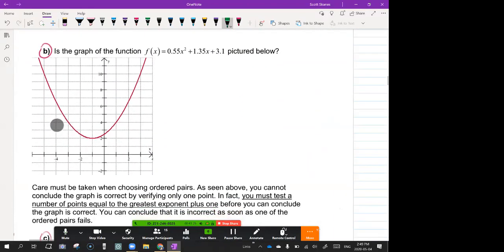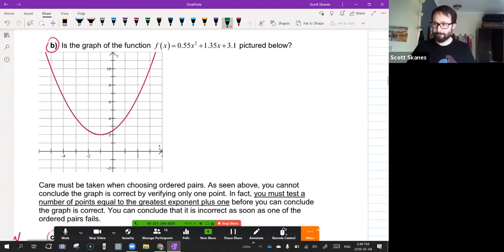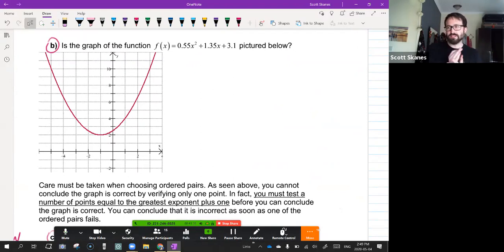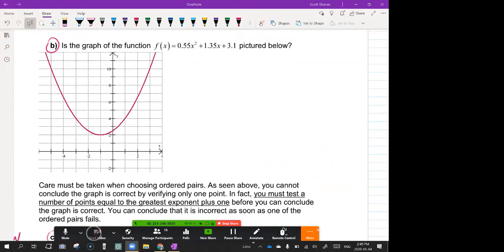Good. Show me. Try B. Choose any 3 nice points and tell me if the function is matching the equation. I'll give you 2 minutes. 1 and 2, or maybe 1 minute. 3.